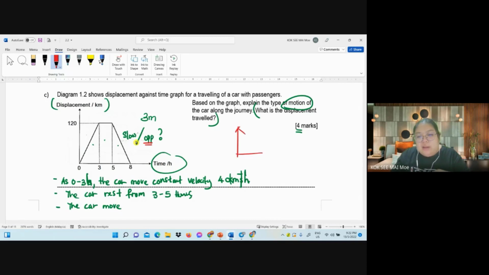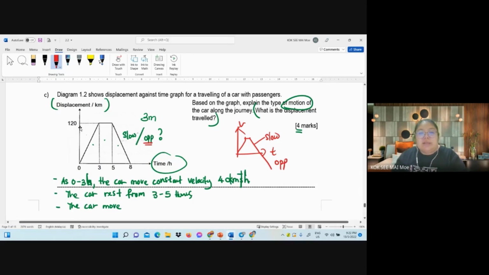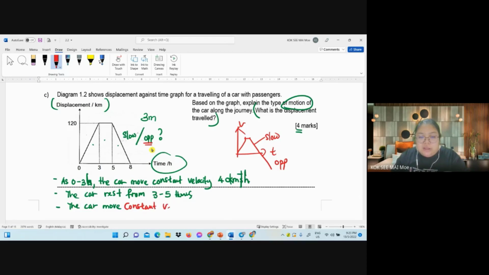VT is different. In VT, when it goes up, the slope means slow. Unless it continues down, then opposite. This one is a VT. This one is a ST. So when the slope comes down, it is already the opposite. So we mentioned the car moves at constant velocity, still constant velocity, but in opposite direction.